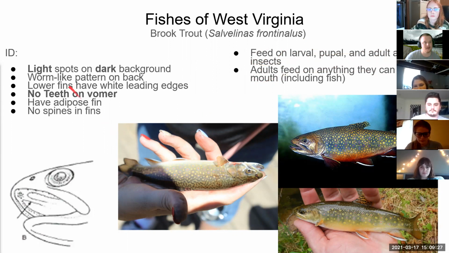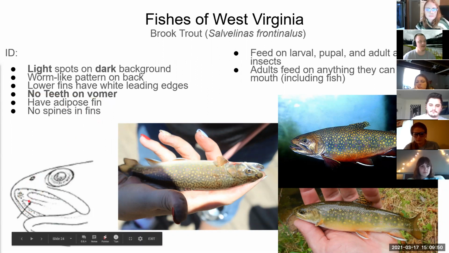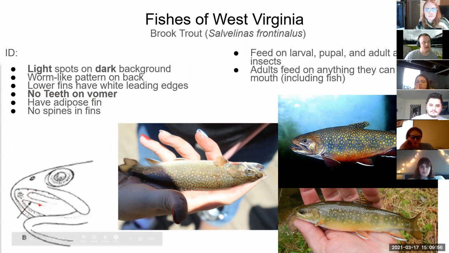For brook trout, you want to look for light spots on a dark background. You can see that pretty clearly here. And there are no teeth on their vomer. I didn't want to go too much into the anatomy, but you have the palatine arch up here, where they do have some teeth, and then you have the vomer right here, which doesn't have any teeth in brook trout.